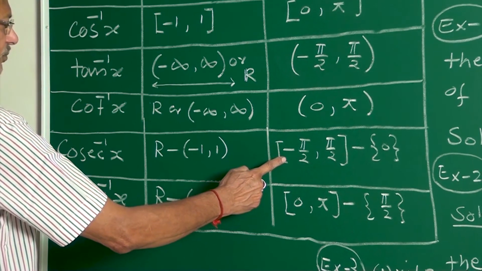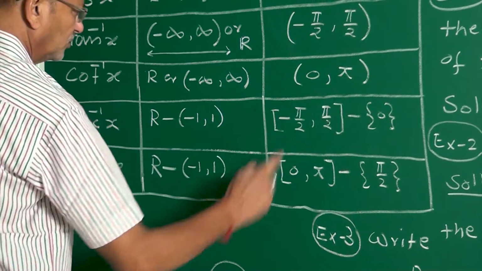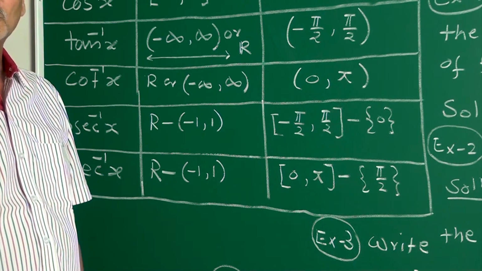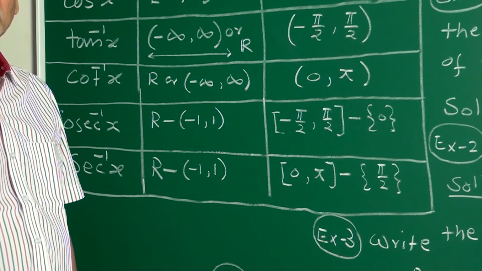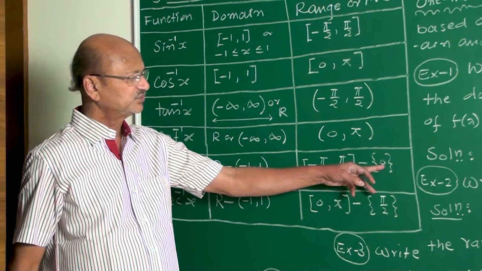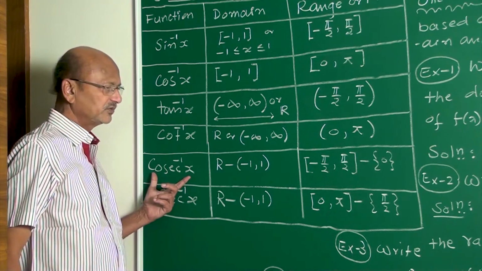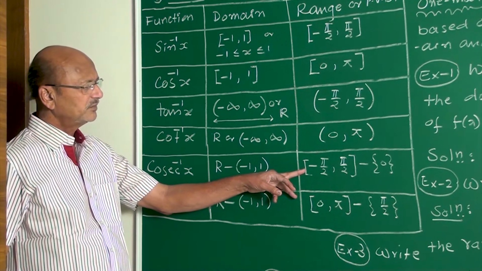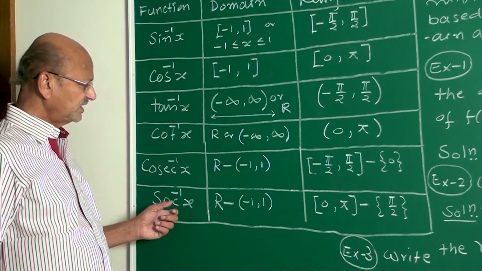It is all points in the closed interval minus pi by 2 to plus pi by 2 except 0. We know sine 0 is 0. What about cosec 0? It is 1 by sine 0, which gives 1 by 0. 1 by 0 means what? It is infinity, which is undefined. Therefore, except this value, at this value cosec inverse x is undefined, giving infinity, my friends. Therefore, the range or principal value branch is the closed interval minus pi by 2 to plus pi by 2 minus the singleton 0. This is for cosec inverse x.